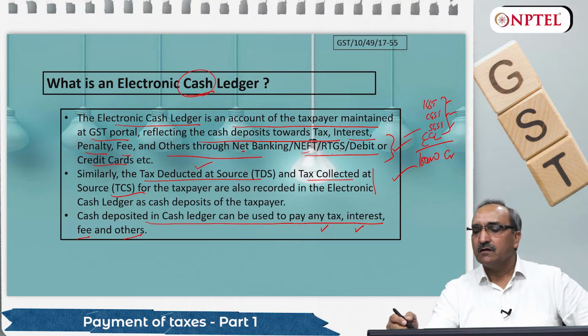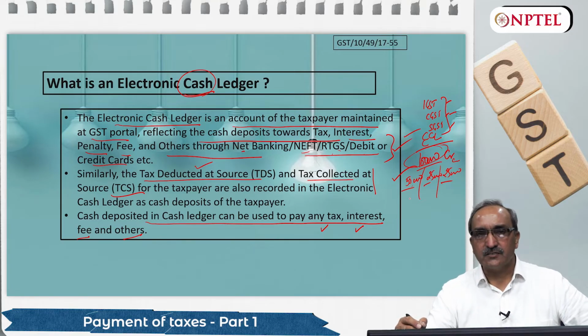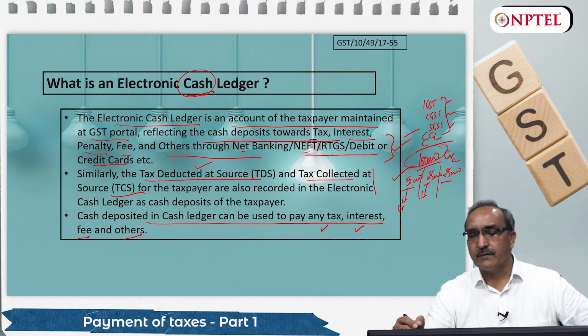So if you have deposited 1 lakh rupees cash, out of this 1 lakh rupees, 50,000 was for IGST, 25,000 was for state GST and 25,000 for central GST. So 3 amounts in 3 ledgers will be credited. Total amount was 1 lakh rupees. So accordingly, when you pay the tax, if it is IGST liability, it will be debited from here. If it is CGST liability, it will be debited from here. If it is state GST, debited from here.